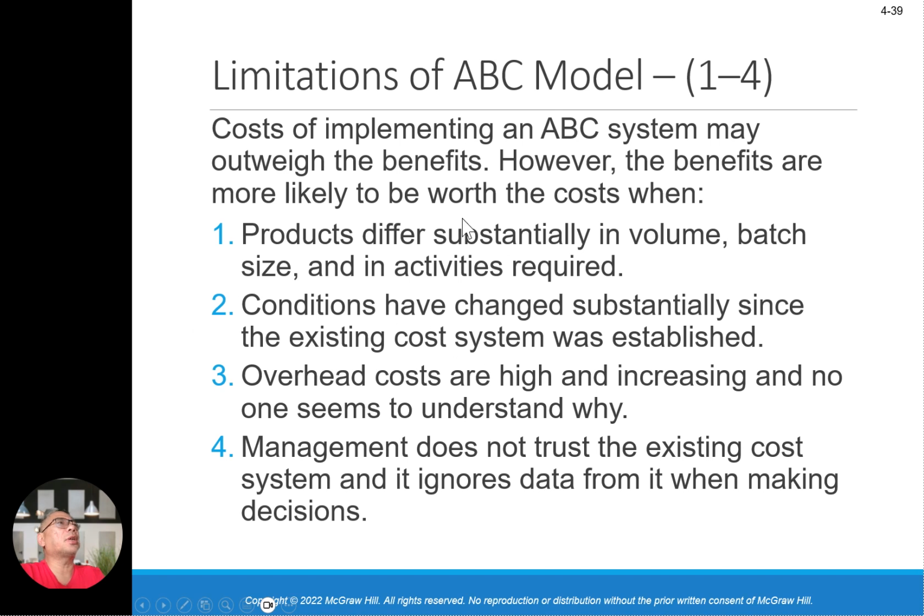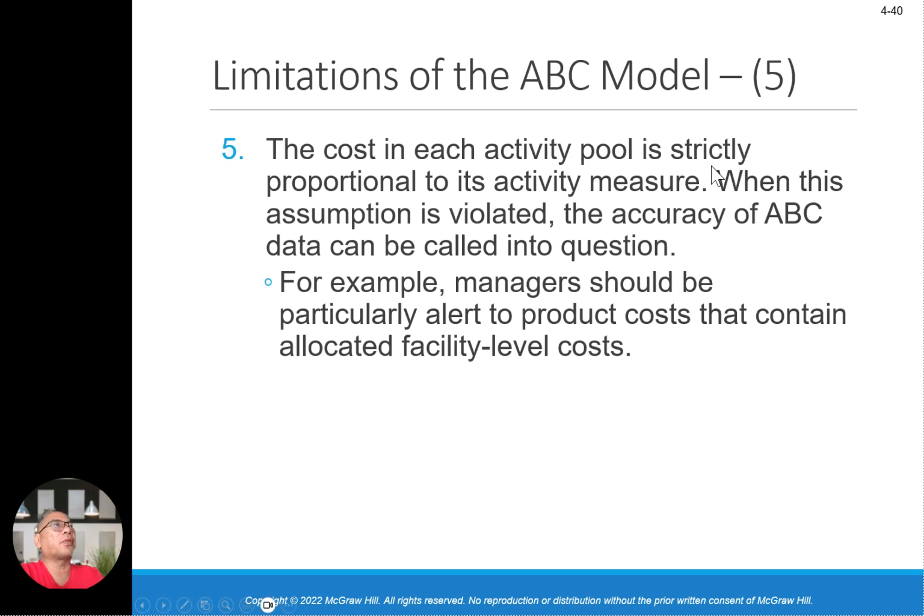There are also limitations of the ABC model, where the costs of implementing may outweigh the benefits. However, the benefits are more likely to be worth the cost when: products differ substantially in volume; conditions have changed substantially since the existing cost system was established; overhead costs are high and increasing, and no one seems to understand why; management does not trust the existing cost system and ignores its data when making decisions; and number 5, the cost of each pool is strictly proportional. Managers should be particularly alert to product costs that contain allocated facility-level costs.